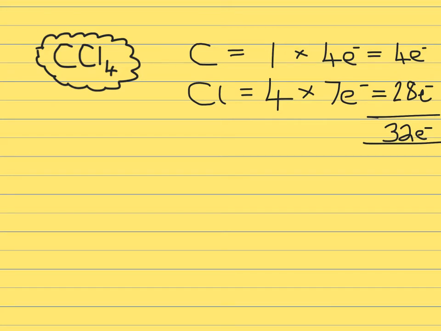Next step, okay, that's the first step done. Next step, we've got to figure out which atom is going to be our central atom. To do this, we've got to look at the number of bonding electrons each one has. So carbon has 4 valence electrons. So if we draw the Lewis structure for a carbon atom, it has 4 bonding electrons.